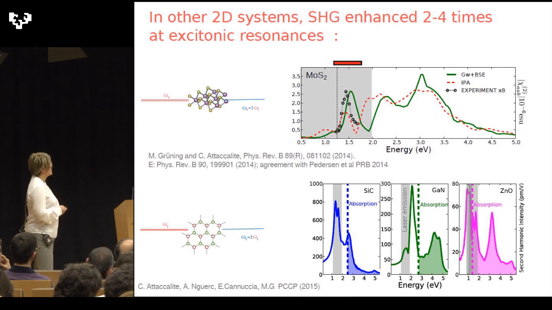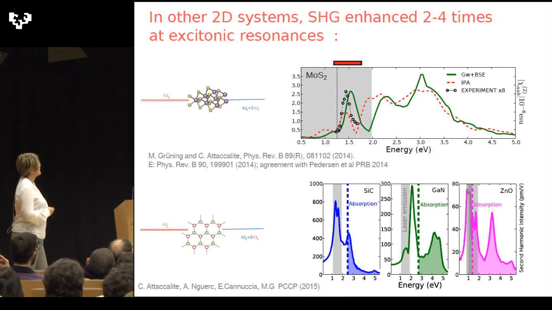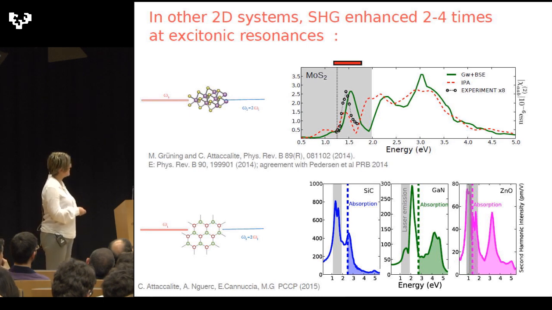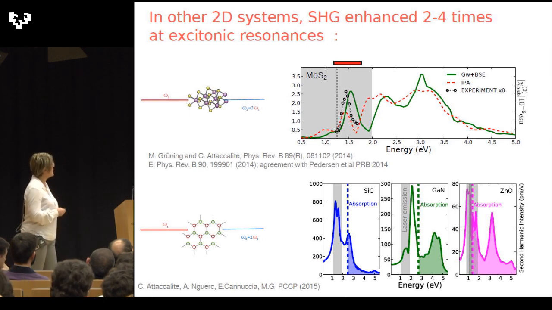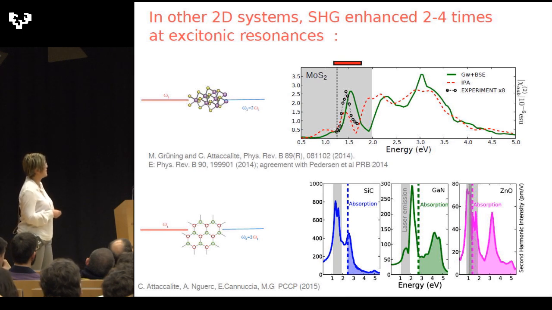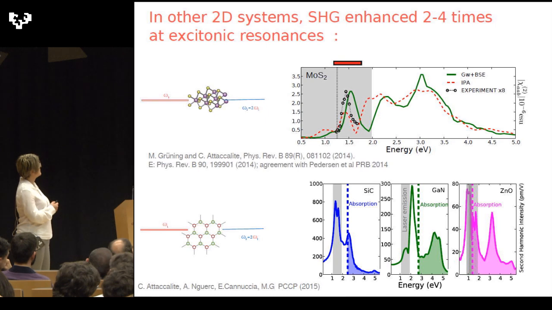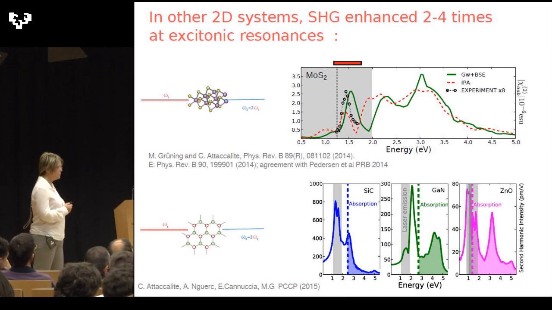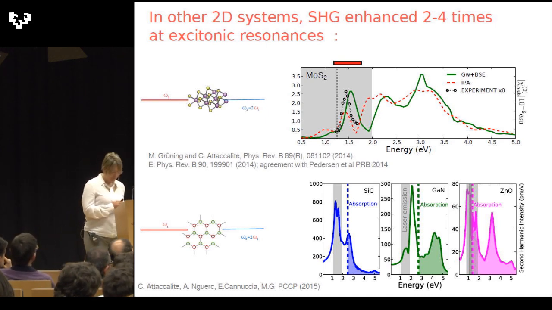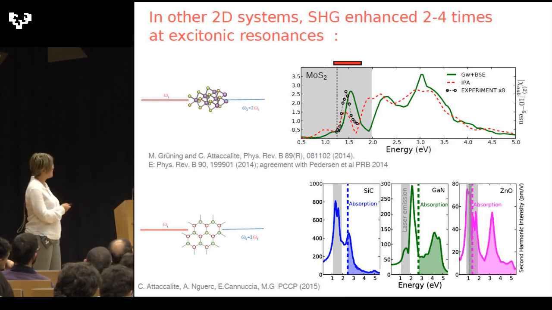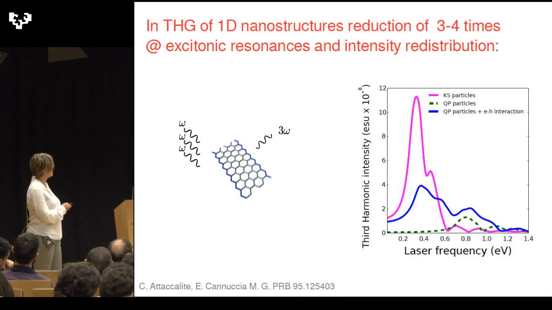So here are some more models for 2D systems and second harmonic generation. This is molybdenum disulfide, and then we have these model systems that are still not synthesized: silicon carbide, gallium nitride, and silicon oxide. And in this case, at excitonic resonance, we observe 2 to 4 times the intensity increase due to excitonic effect.